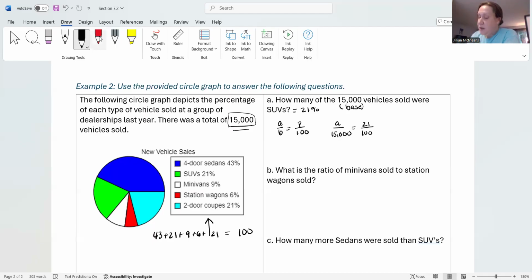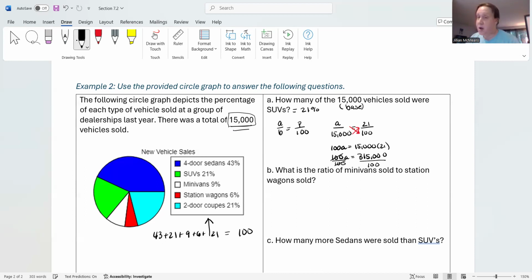Okay? So we then cross multiply, and I always multiply the diagonal that contains the variable first. So I get 100A equals 15,000 times 21. So if you don't have your calculator out yet, get your calculator. We're going to do 15,000 times 21, which is 315,000. All right. Now I need to divide both sides by 100. That's going to get the A by itself.